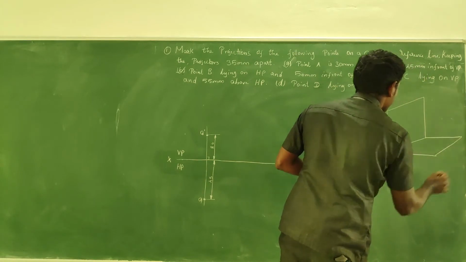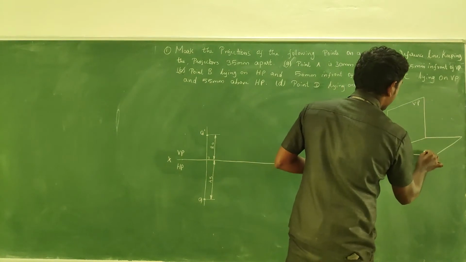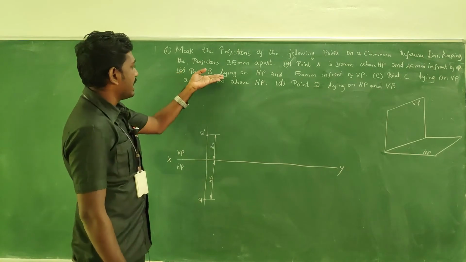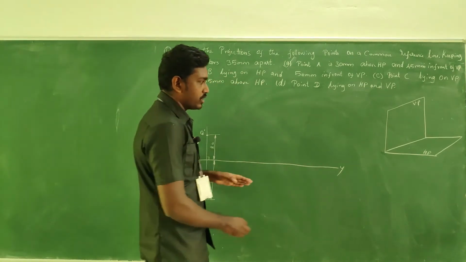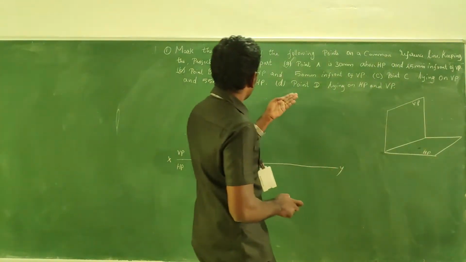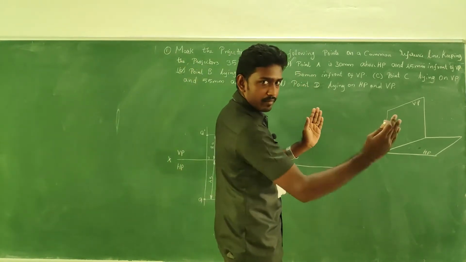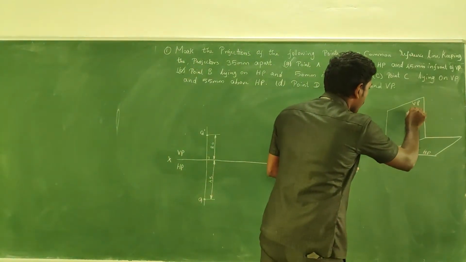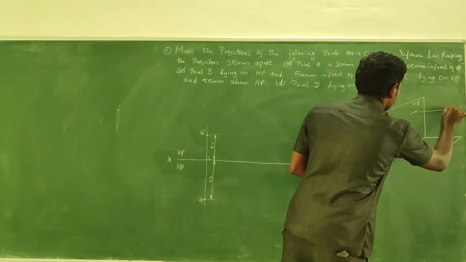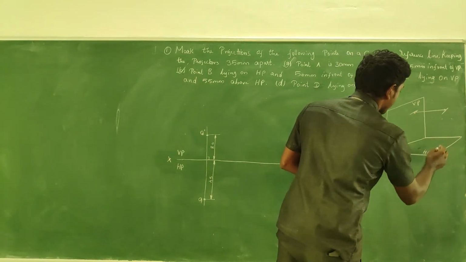Like this, you get it. Okay, so this is the VP, and this is the horizontal plane, HP. Try to locate point B lying on HP. So somewhere in this horizontal plane it is going to lie, and in front of VP by 50 mm. So from the VP I am going to take 50 mm, something like this, and mark it.